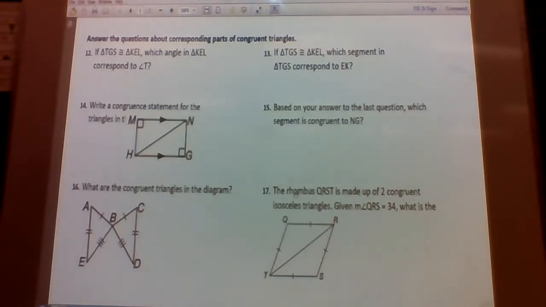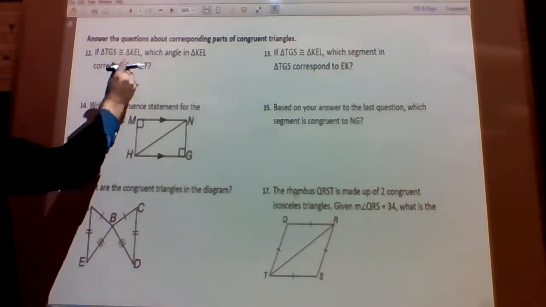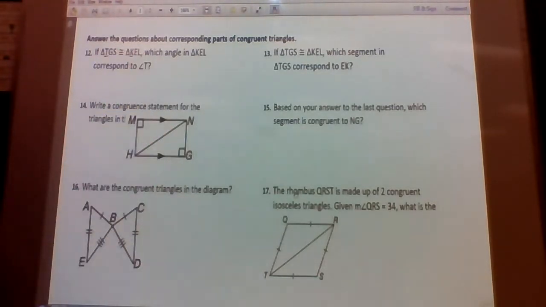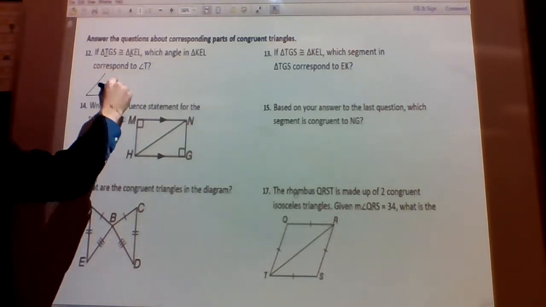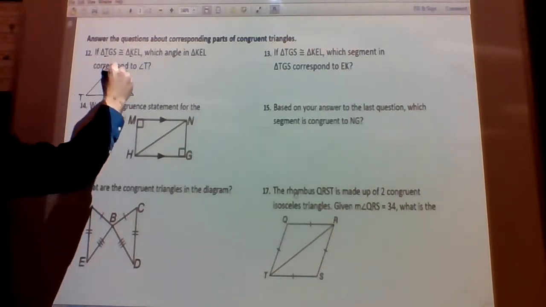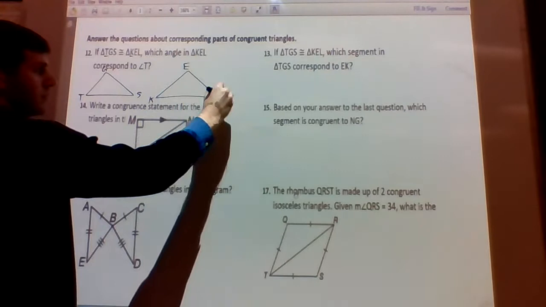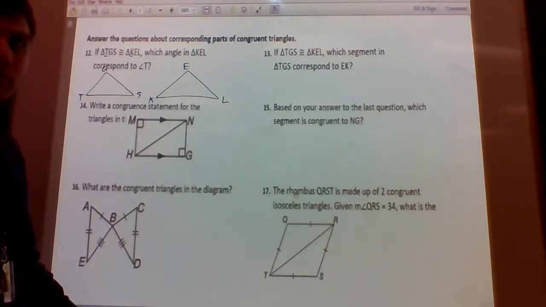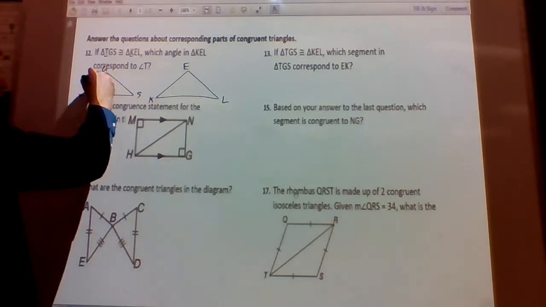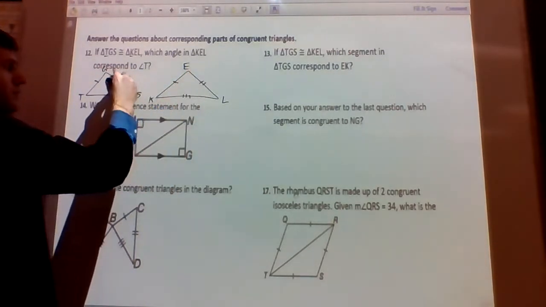Answer the questions about corresponding parts of congruent triangles. So we have triangle TGS is congruent to triangle KEL. Which angle in triangle KEL corresponds to angle T? So right away, just by the name, we know it's going to be angle K because it comes first in both names. Again, if we want to draw this out, we have TGS and KEL. We know all the pieces here are going to be congruent because they're congruent triangles.